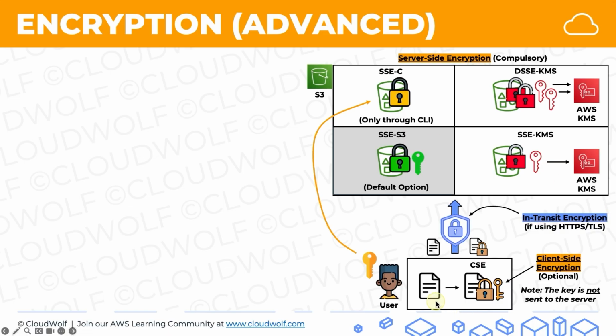Remember, there are 3 main parts of this process. Client-side encryption, which is optional. In-transit encryption, which happens automatically if you use HTTPS or TLS. And server-side encryption, which is compulsory, and you have one of these 4 options. This one is enabled by default, and we talked about the specifics of each one.